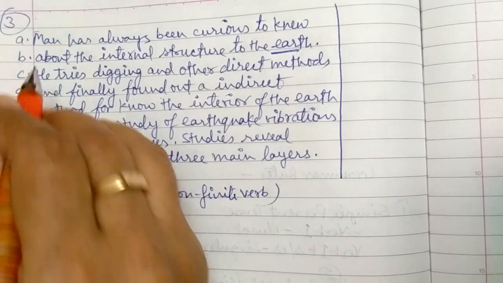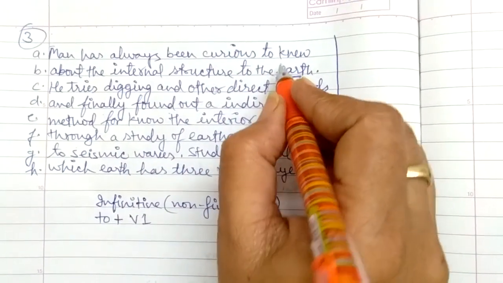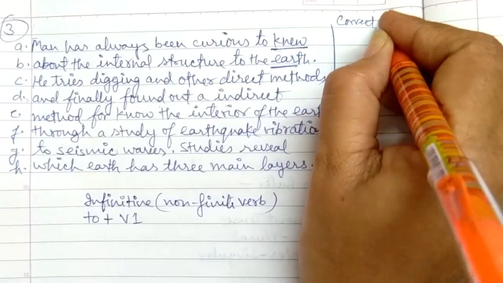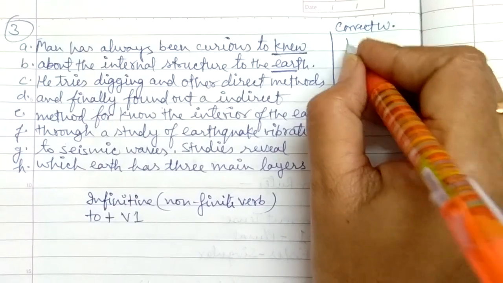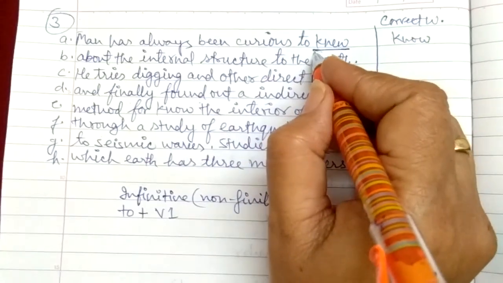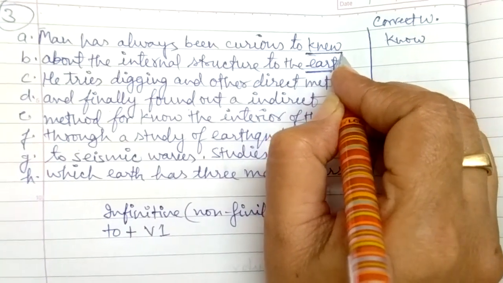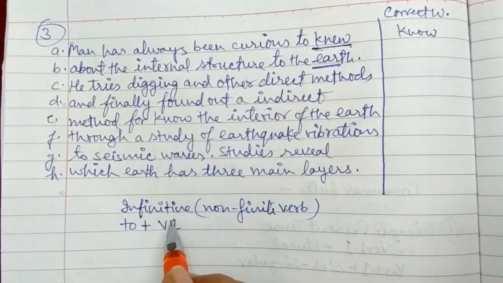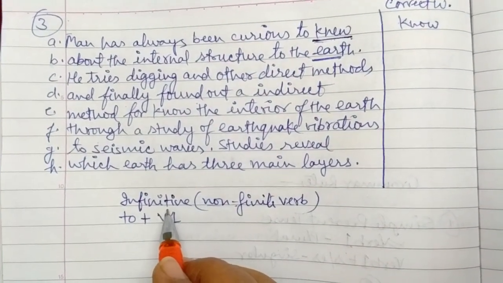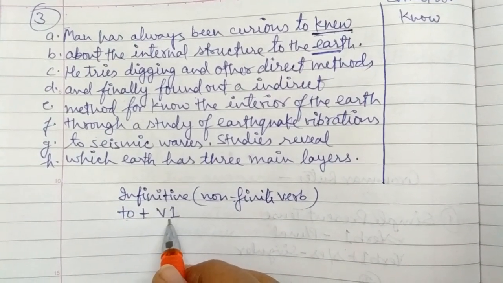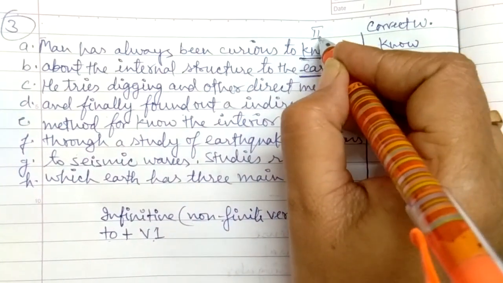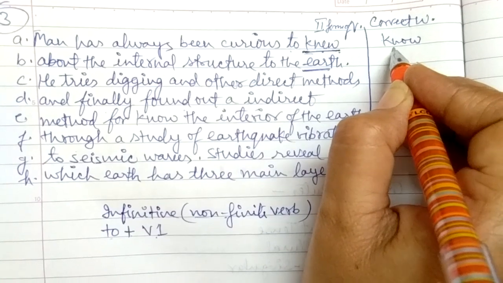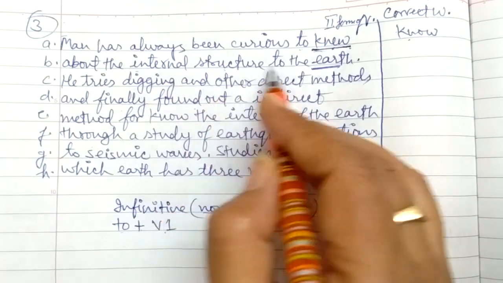So let us start. Man has always been curious to know. Here the word "knew" is wrong. I am not writing the incorrect word, I am only underlining the incorrect word, but you write that way only, as I told you earlier. "To know": here I would like to tell you "to know" is a non-finite verb, and it is an infinitive. In this we always use "to" plus the first form of verb. So "knew" is the second form of verb. That is why it is incorrect. "To" plus first form of verb: to know.